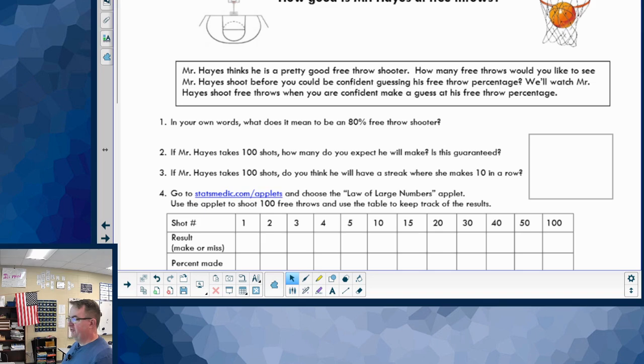In your own words, what does it mean to be an 80% free throw shooter? And what do you think I'm going to shoot? If I made 100 shots, how many do you think I would make? And is that guaranteed? And do you think I'm going to have a streak where I have 10 in a row?